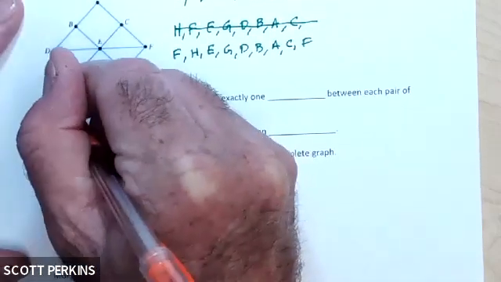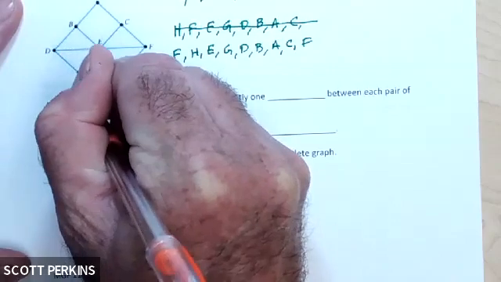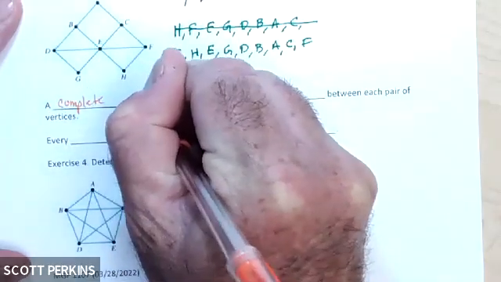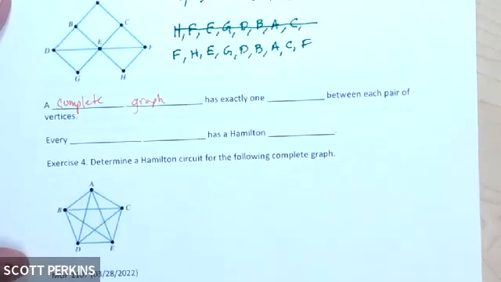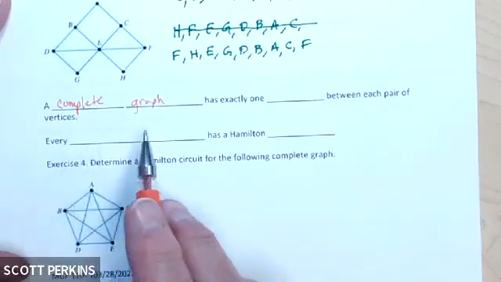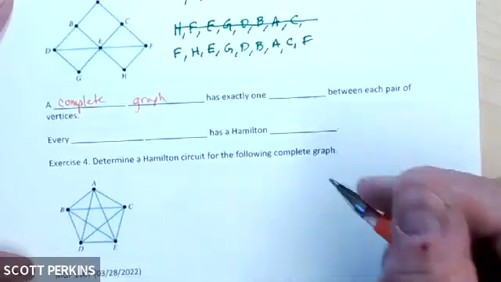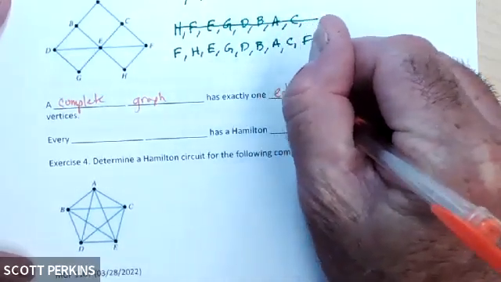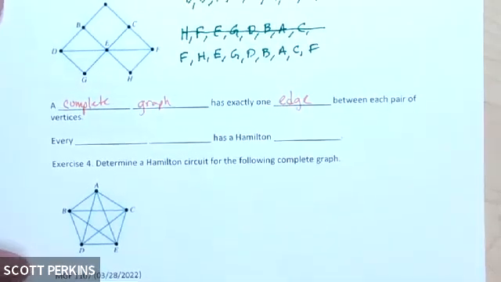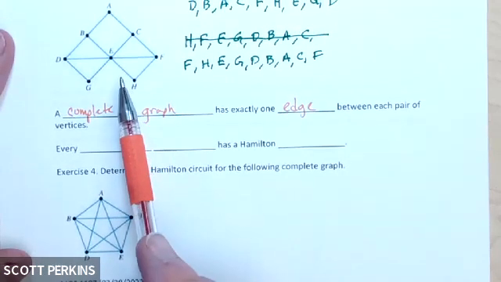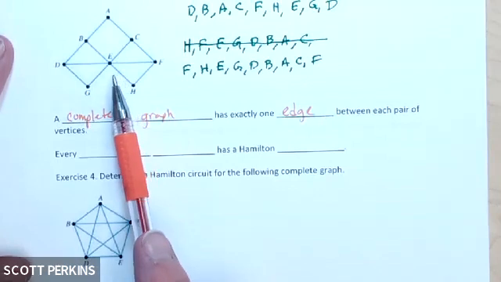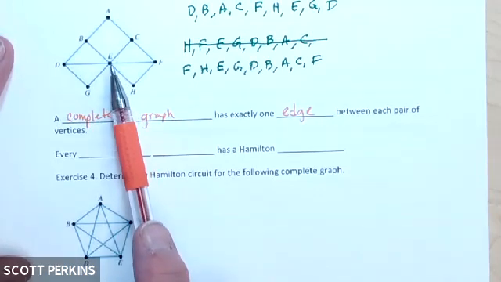We're going to talk about what's called a complete graph. What makes a graph a complete graph is that it has exactly one edge between each pair of vertices. Okay, there's one edge between every pair of vertices. That's what makes it complete. So notice the graph that you can still see on my page. Why is that not a complete graph, the one that I'm pointing to?